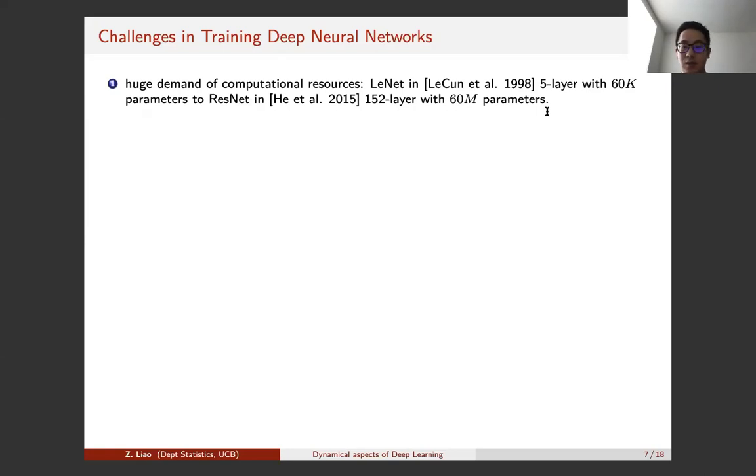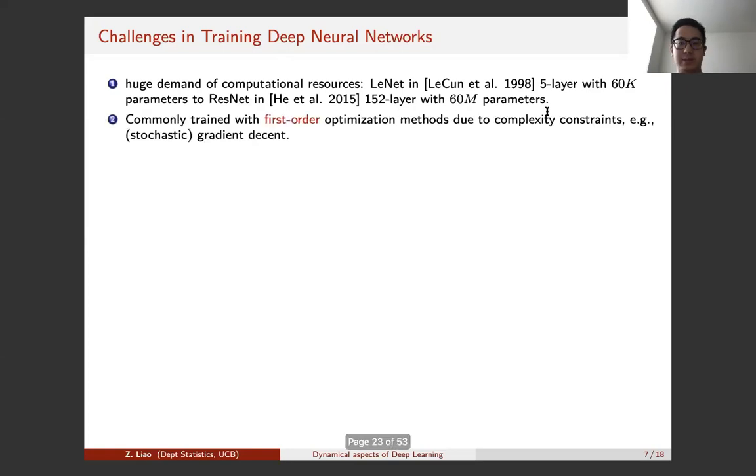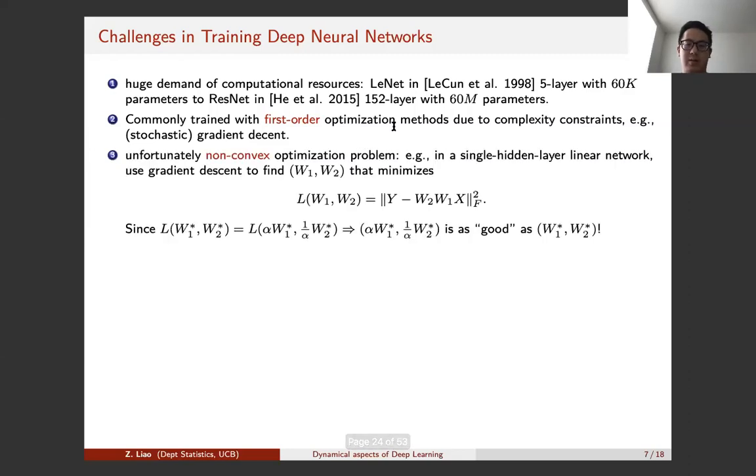So in fact, to train such big models really requires a lot of computational resources. And due to these huge models, we commonly use first order optimization methods to train these models, for example, gradient descent or stochastic gradient descent. But the problem is that, due to the layer structure of the neural network itself, this optimization problem is non-convex, okay? Even in a very simple setting.